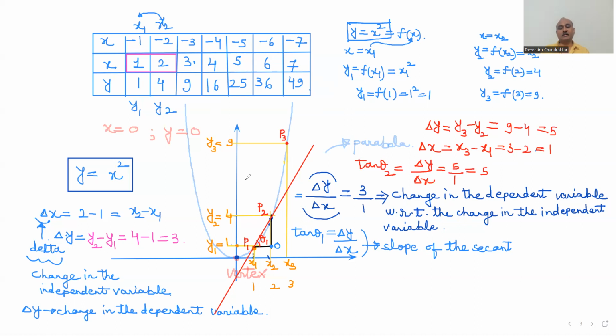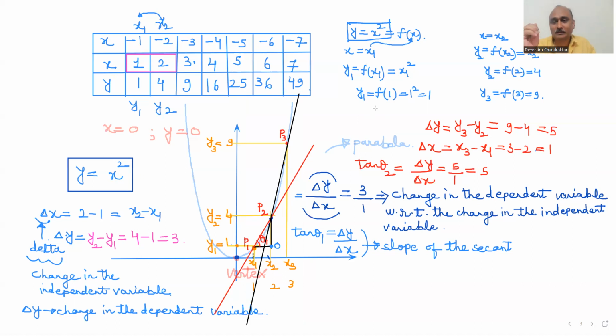Now the slope of the secant has changed for these two coordinates. Yes or no? Can I write it like this? Can I draw it like this? See, this looks beautiful. देखो, ठीक दिख रहा है ना ये?